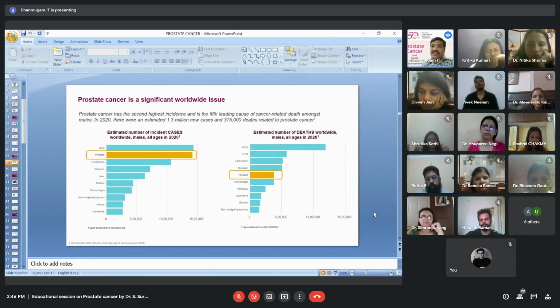That is the percentage wise. But when you compare to esophagus or pancreas, you may think that they are more. But the only thing is the incidence of prostate cancer is more than what we have in esophagus and pancreas or leukemia.